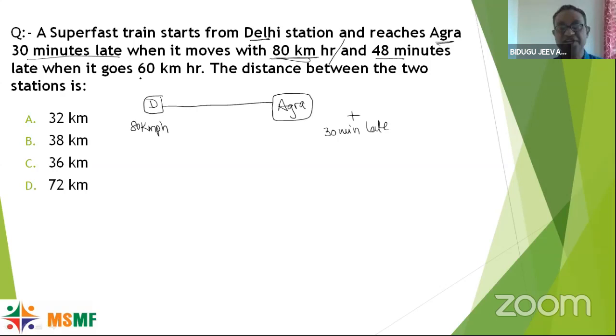It is 48 minutes late when it moves at 60 kilometers per hour. If it travels with 60 kilometers per hour, it is late by 48 minutes. What is this exactly? The speed is reduced. So ultimately, actually it is late by 30 minutes. When the speed is reduced, it will become more late, right? What is the distance? This you have to calculate. Okay, any idea?